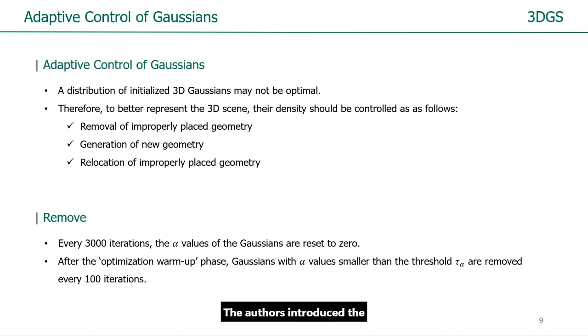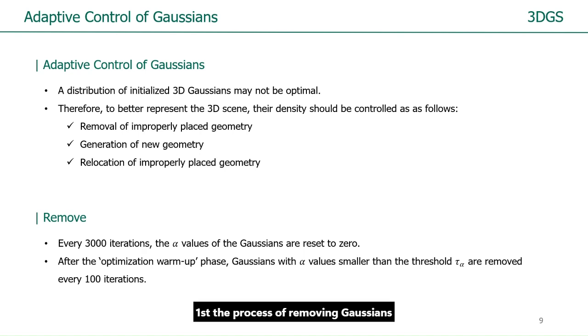The authors introduced the adaptive density control strategy for 3D Gaussians. Since the initial distribution of Gaussians obtained from SfM points may not be optimal, the density of Gaussians is dynamically adjusted during optimization to better represent the 3D scene. This process includes three operations: removing improperly placed geometry, generating new geometry, and relocating improperly placed geometry.